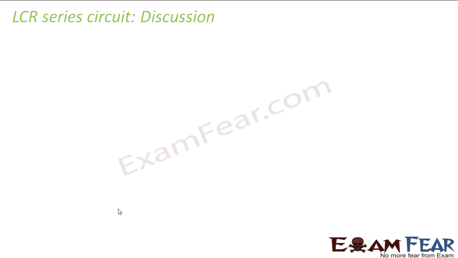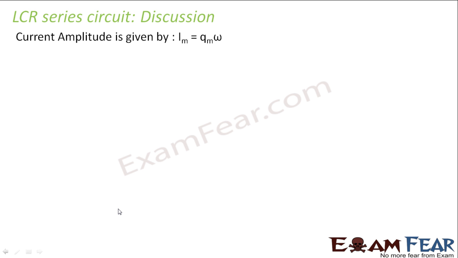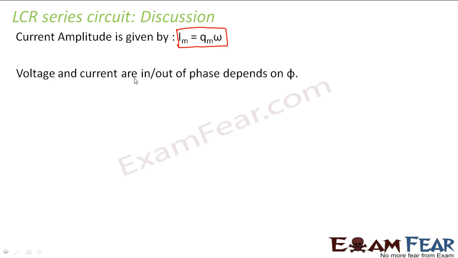So now let us have a few points of discussion on LCR series circuit. The first thing it will talk about is the current amplitude. It says that the current amplitude is given by Qm into omega, right? We already derived it in our expression 2. It states that voltage and current are in or out of phase. It depends on phi. That's because my input voltage or the source voltage is given by Vm sine omega t. And the current flowing through the circuit I is given as Im sine omega t plus phi.